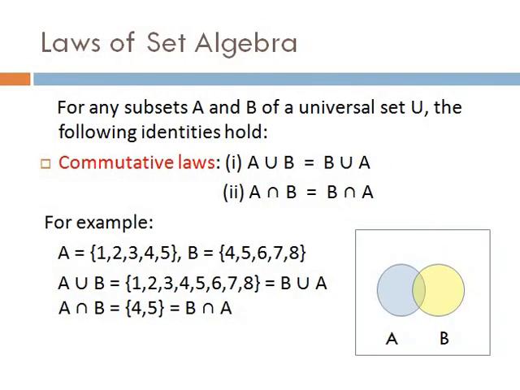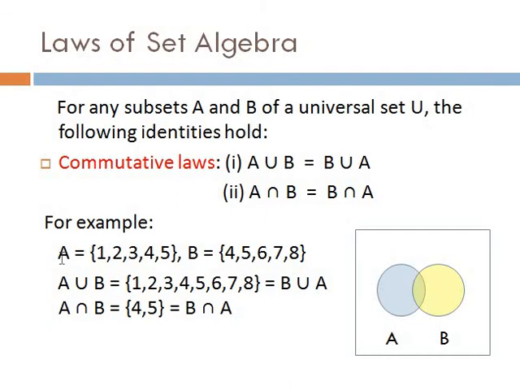So the next law is the commutative laws. For any subsets A and B of universal set U, the following identities hold. That is A union B is always equal to B union A, and A intersection B is always equal to B intersection A. In the Venn diagram, you can see if we consider the A union B set, all the shaded region represents the set, and similarly for the B union A set, the same shaded region represents it.